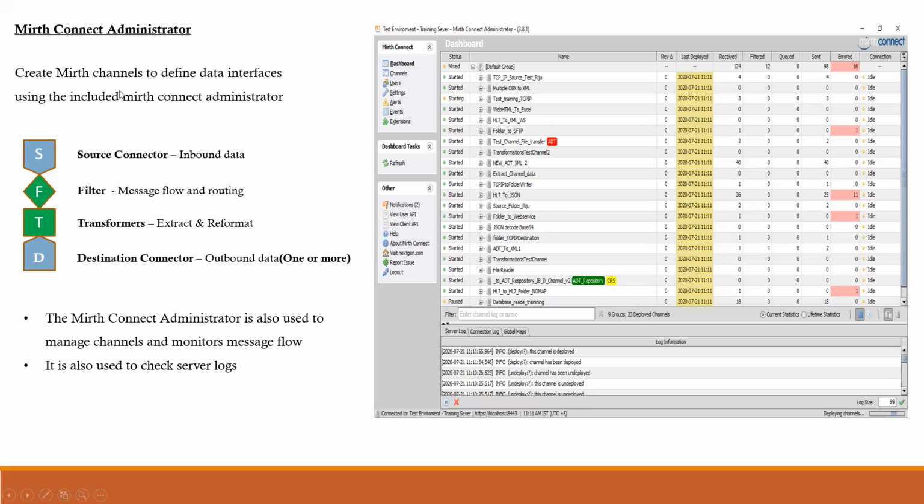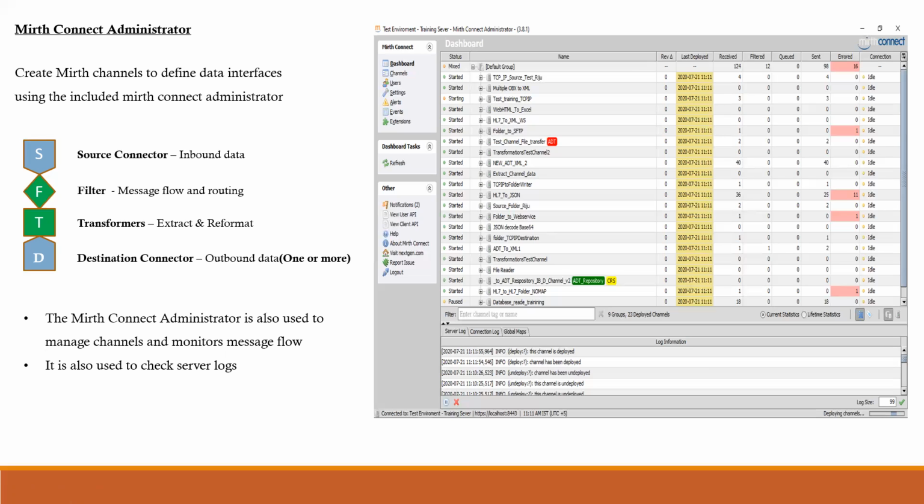So whenever you are building a channel in Mirth Connect, it has 4 components. Okay. The first component is source, second one is filter, third one is transformer, and fourth one is destination. So every channel has these 4 components, and the destination connector may be many, one to many. So you can have one destination, or you can have more than one destination if your particular requirement demands.